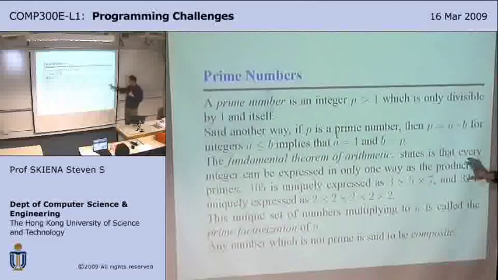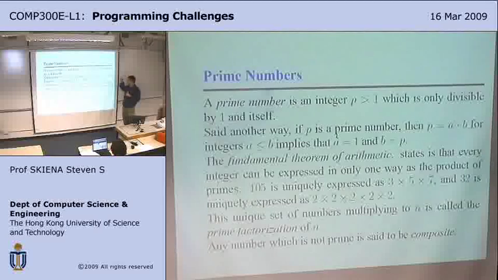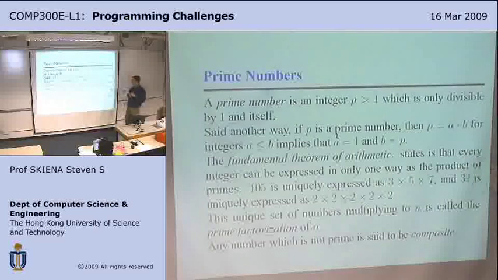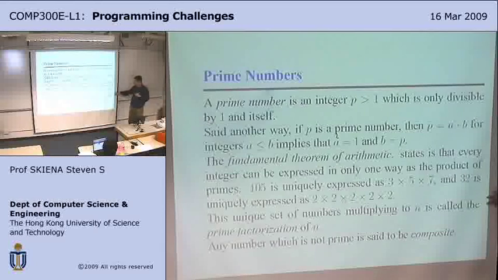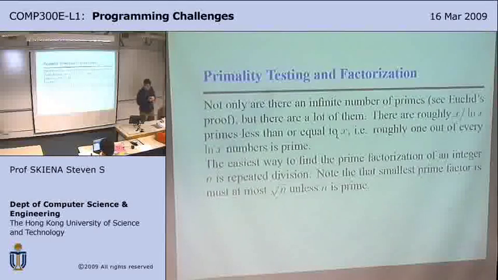But it's good because once we know that every integer can be decomposed into prime factors, this gives us a way to talk about all the divisors of it. And that's what we call the prime factorization, the decomposition into primes. Any questions?